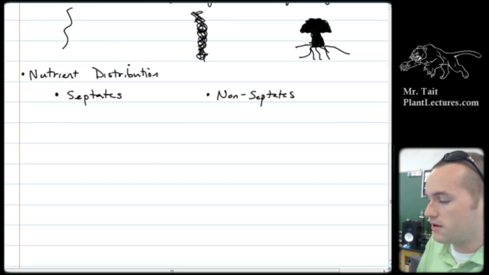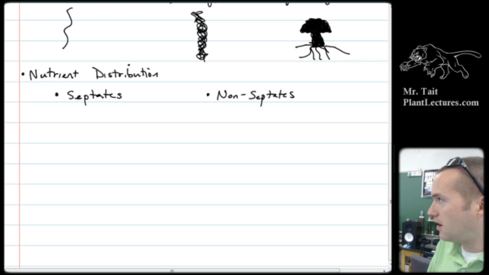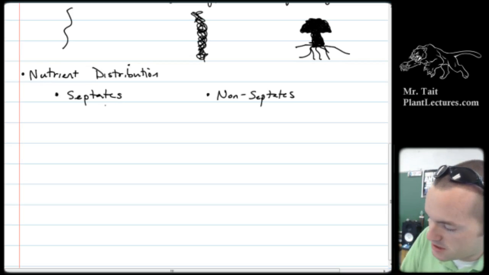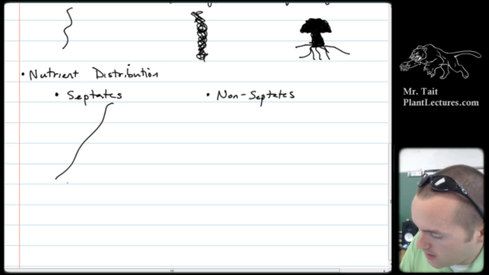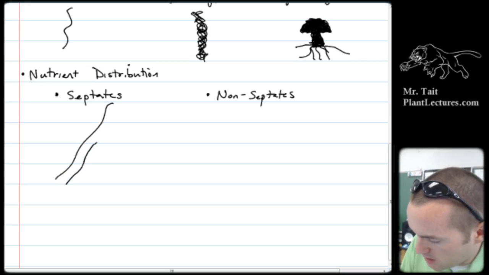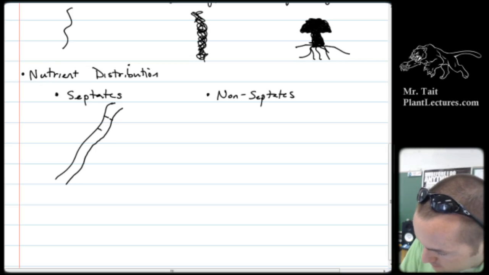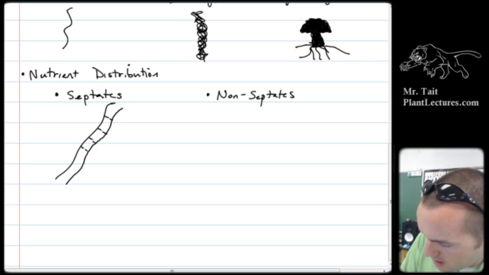All right, the word septum means to divide, right? A septum is a division in something, right? So a septate is something that has divisions. And so if we draw a hypha, it looks something like this. It's going to be roughly one cell thick. And the septates are going to have cell walls in between the cells, like this.